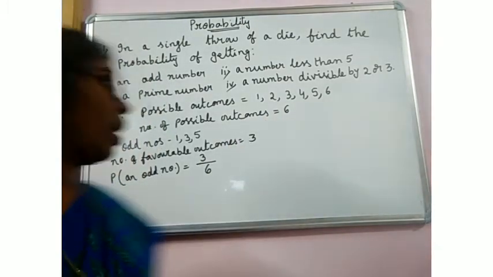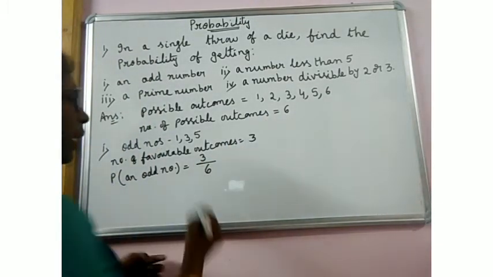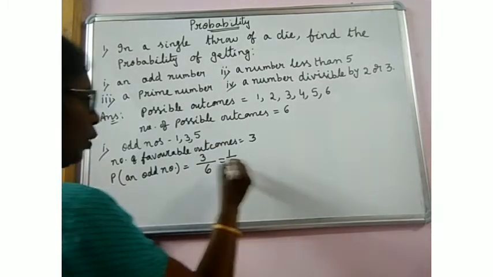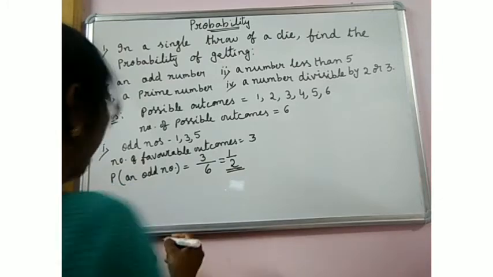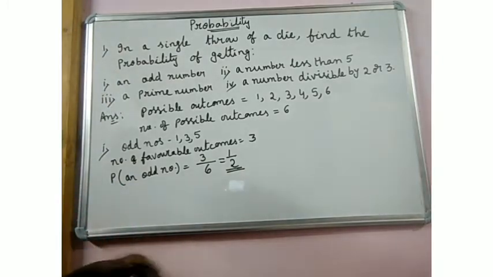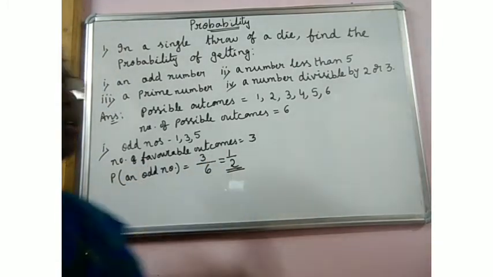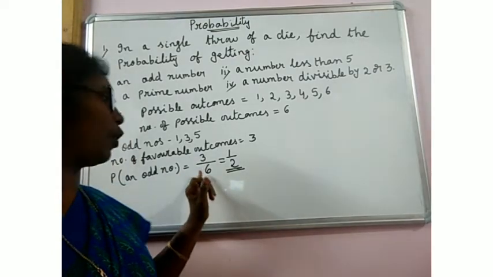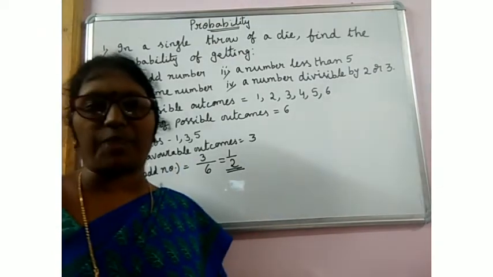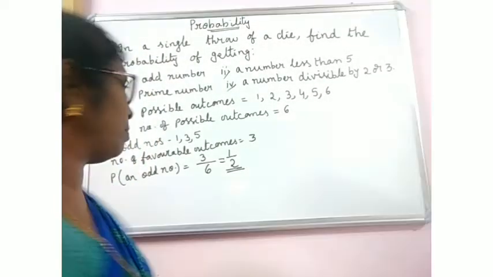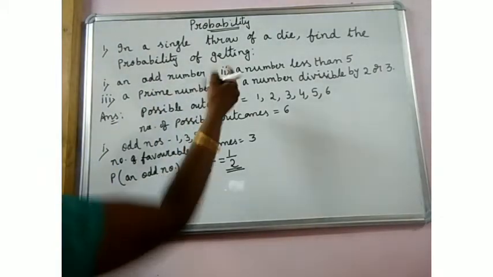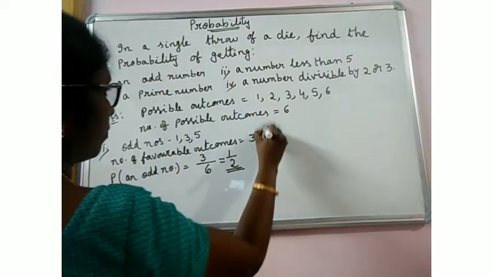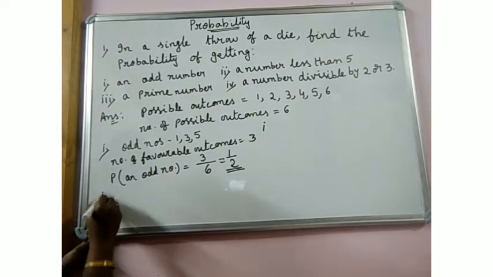But 3 by 6 is not in lowest terms. So cancel it: 3 ones are 3, 3 twos are 6. So for the first bit, the probability of getting an odd number is 1 by 2. If you write only 3 by 6, you are not going to get marks. You have to show the fraction in lowest terms. And now the second bit.